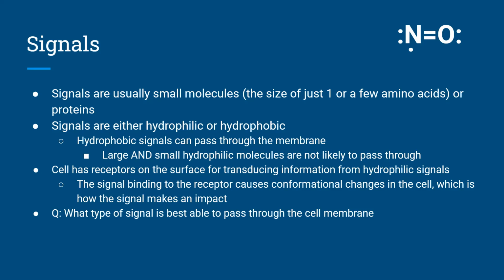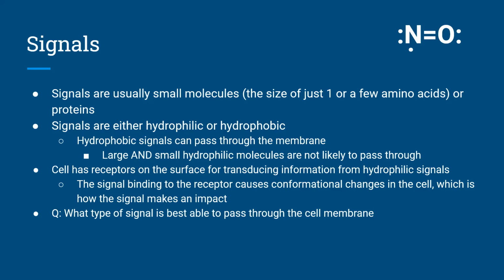The cell also has receptors on the surface to transduce information from hydrophilic signals. It transduces information from the signal. The signal itself just binds to a receptor and doesn't go through. That was a pretty common misconception, I think, from last semester. So the signal binds to the receptor, causes conformational changes in the cell, which is how it makes an impact. It leads to more and more effects as it binds to the signal. And we'll talk about how that happens.